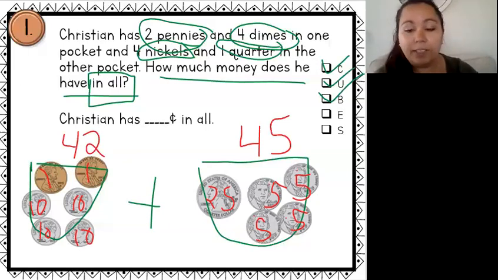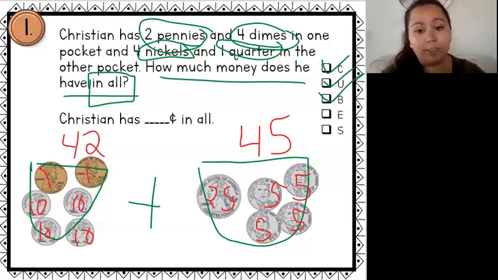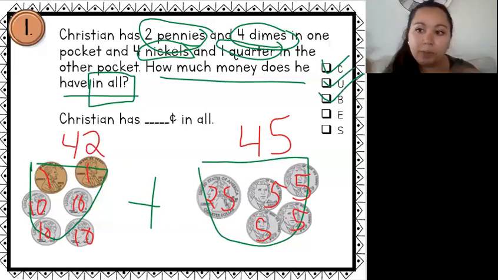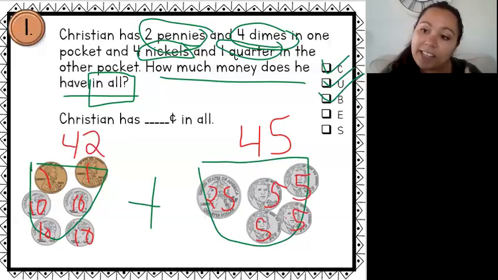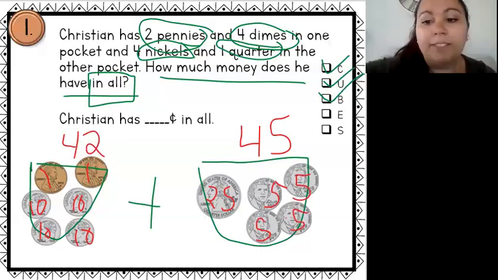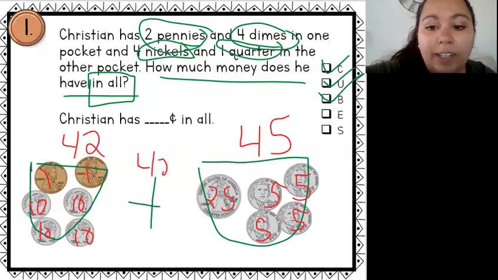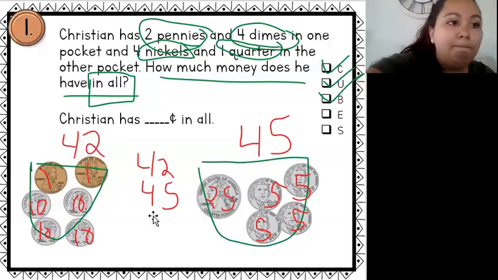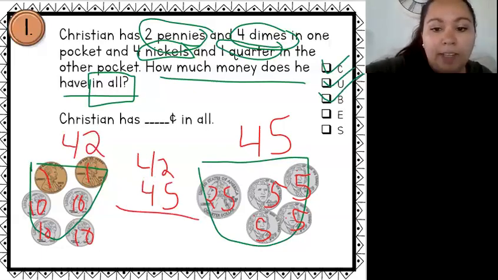We're adding those up together. You could add it with all the coins together, or you can add 42 plus 45. If you can do that in your head, 2 plus 5 is 7. And then 4 tens and 4 tens is 8, so 87. But if not, you can, of course, do it the vertical way. I'm just going to get rid of this plus. Right? 2 plus 5 is 7. 4 plus 4 is 8.